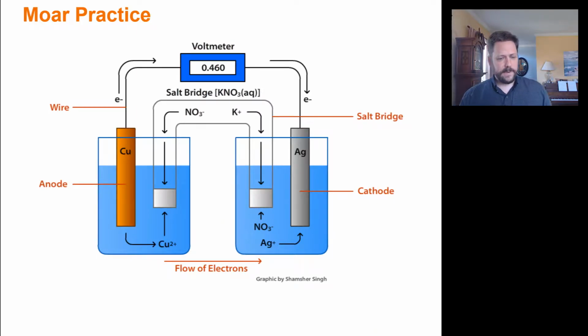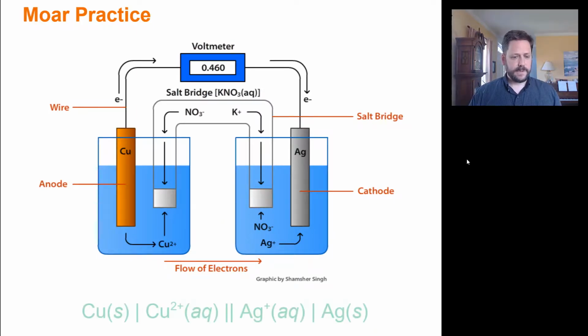So there's a diagram of that particular cell. There's the shorthand notation once again. The copper anode is in copper solution. The silver cathode is in silver solution, and you can see electrons are flowing from the anode to the cathode. The salt bridge contains potassium nitrate, and there are many salts that might be used in a salt bridge. Those are fairly common, and you can see that the nitrate ions are going to migrate towards the anode and the potassium ions towards the cathode.